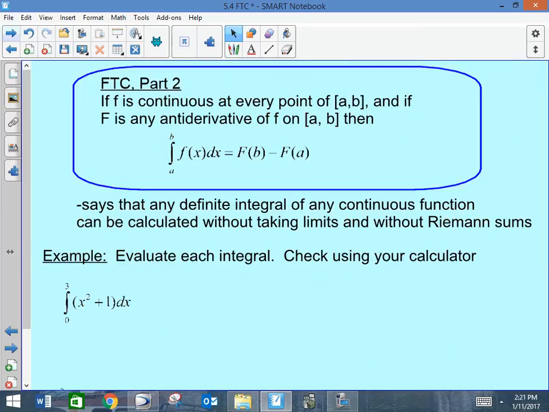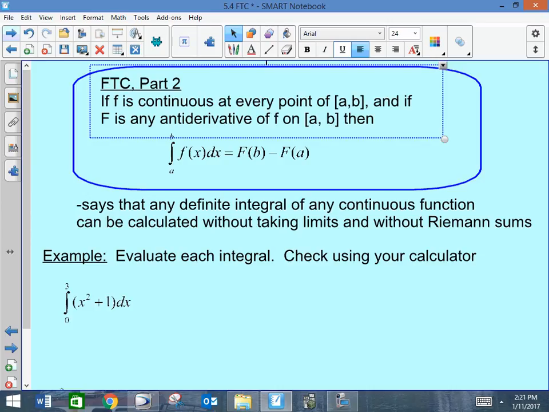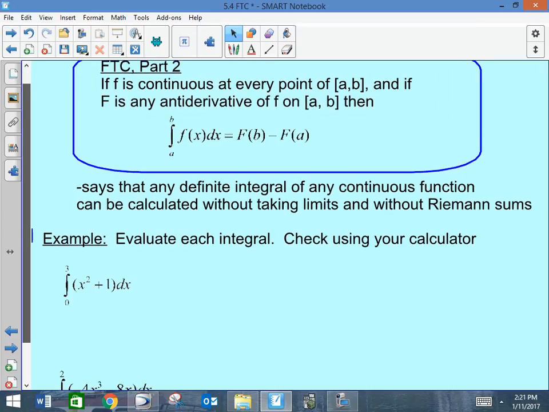Part 2 of the fundamental theorem, we were using it. You just didn't even name it. Okay. You should recognize that. Again, f is continuous on every point on [a, b], so you have to be able to find the integral. And if big F is the antiderivative, then the integral is big F of b on the top minus big F of a on the bottom. Any definite integral of a continuous function can be calculated without taking limits and without Riemann sums.